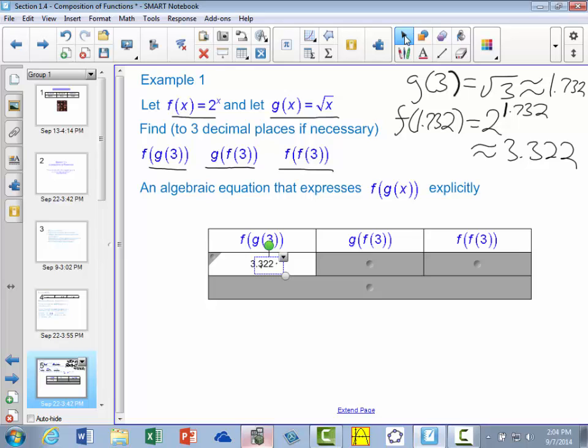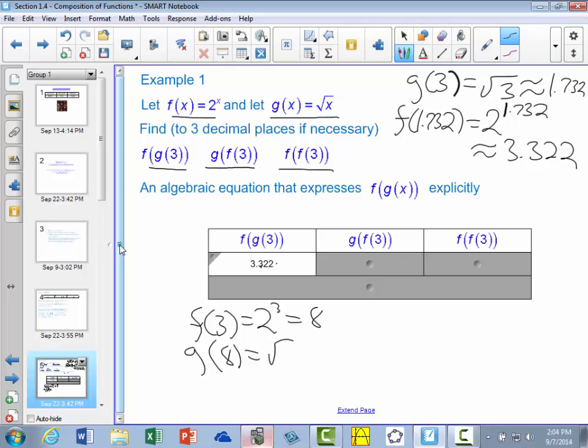Now, let's find our second question. Instead of f of g of 3, let's find g of f of 3. In that case, we'll start by finding f of 3. So f of 3 is 2 cubed, or 2 to the third, which is 8. And then we need to find g of f of 3, or g of 8, which would be the square root of 8, which is also 2 square root of 2, if you do a little algebra.